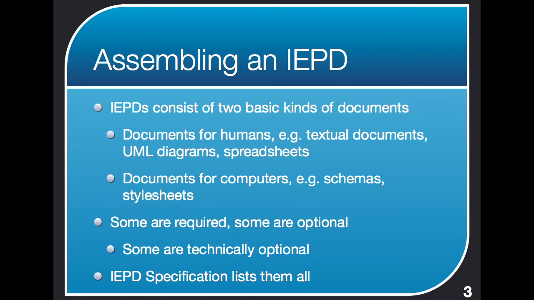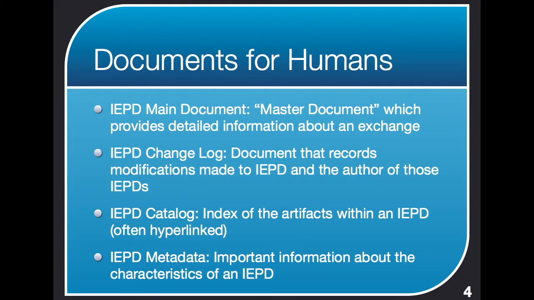Now, we're not going to look at the specification, but let's look at some of the things that the specification lists. Here are a few of the documents designed for human consumption. There's an IEPD main document, the master document, which provides detailed information about an exchange. It's kind of like the big README file, sort of. It's really the one first place to go to find out about the exchange. Background information, process information, all that kind of stuff. It's a master document to tell you what's going on.